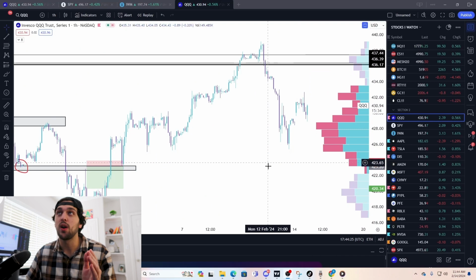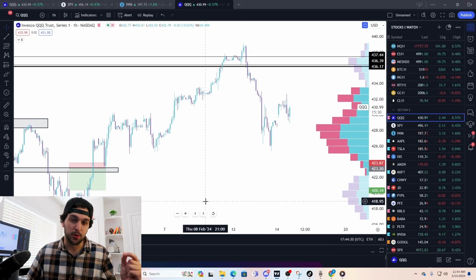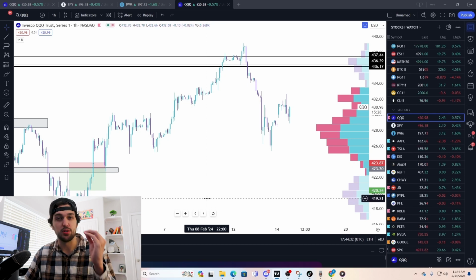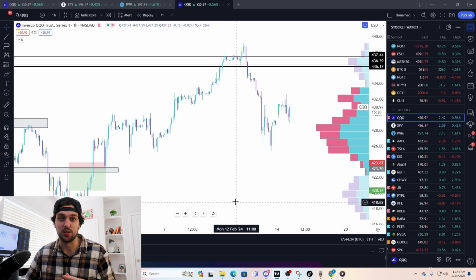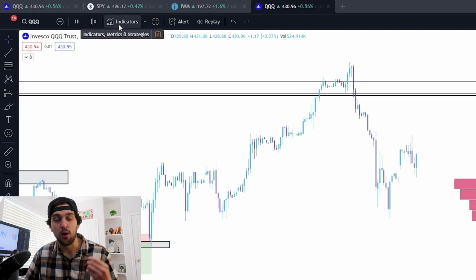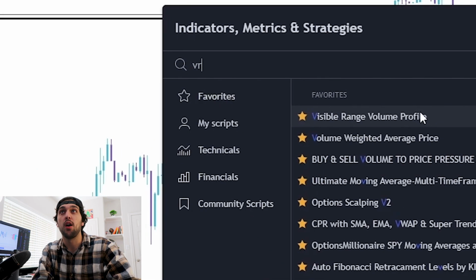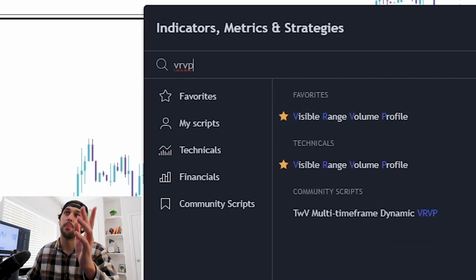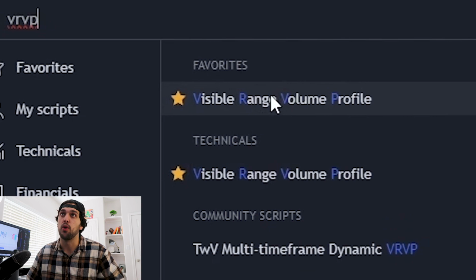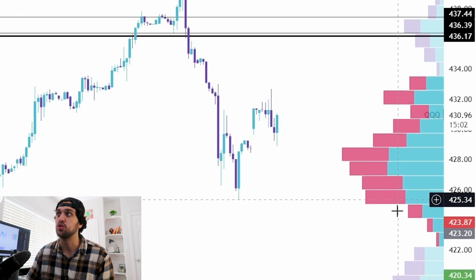All right, so the first one I'm going to be talking about is the volume shelf. I've talked about this in previous videos, but I've never really went into detail on how to set it and how to use it. So first things first, you're gonna wanna go to the indicator tab on TradingView. You're gonna click on that and type in VRVP. It should pop up, it should say Visible Range Volume Profile. You're gonna wanna click that. It should pop up these little rectangles to the right.